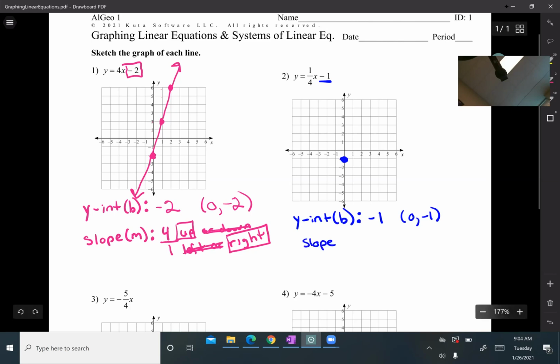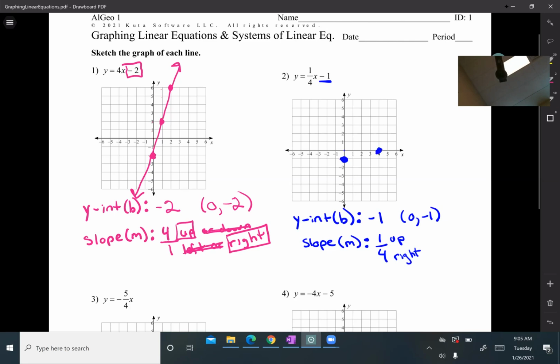And then my slope, which is m, is 1 over 4. And if it's already a fraction, you don't have to change anything. So you don't have to divide by 1 or anything because the top number is already going to tell you up or down. And because it's a positive number, I know I've got to go up 1. And the bottom number always tells you right or left. And again, if it's positive, I go to the right. So from my starting point, I'm going to go up 1 and to the right 4, and that would give me my next point.